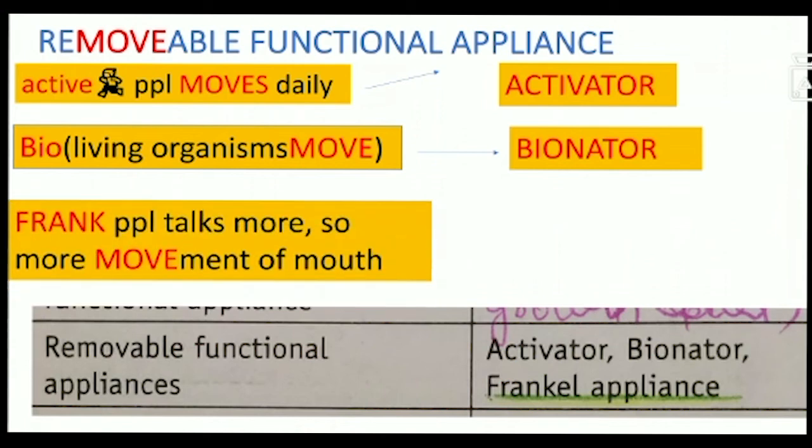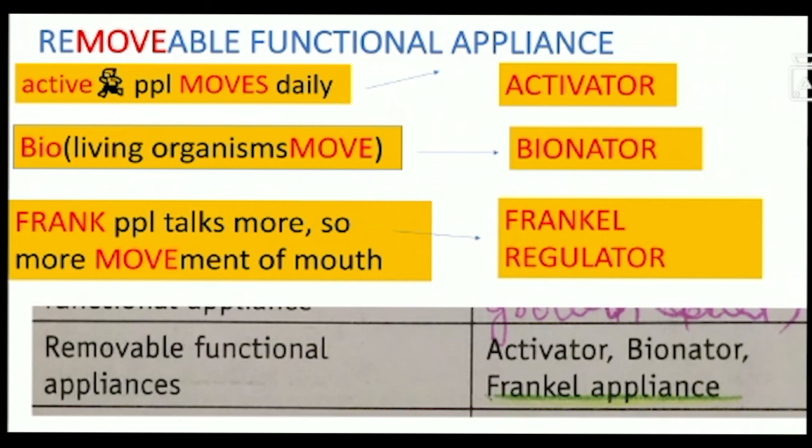And again, Frankel: frank people talk more, so more movement of mouth. The people who talk more will have more movements of mouth. So whenever they ask about move, just remember this if they keep it in the options. Obviously in NEET MDS you'll have multiple choice options. So when they ask about removable functional appliances and you see the Frankel regulator in the options, you can remember frank people talk more, so there will be more movement of mouth. In this way you can remember removable functional appliances in a very quick way.